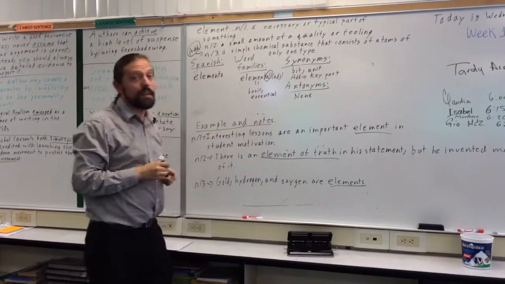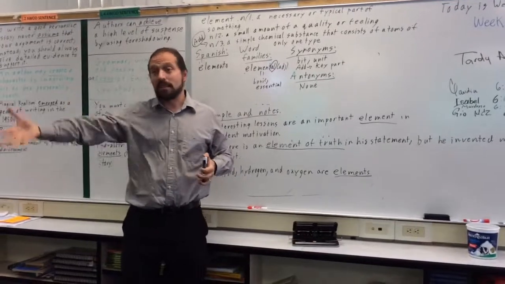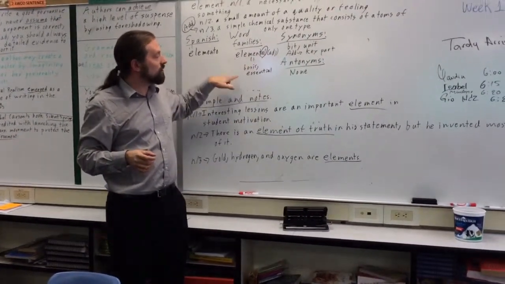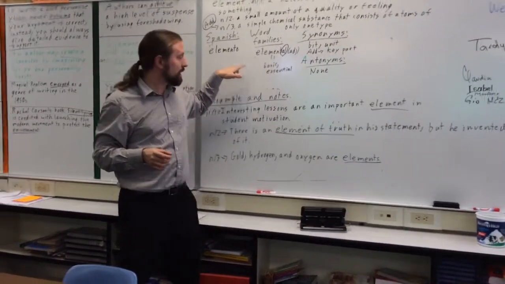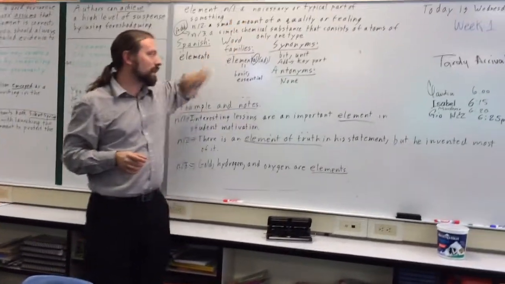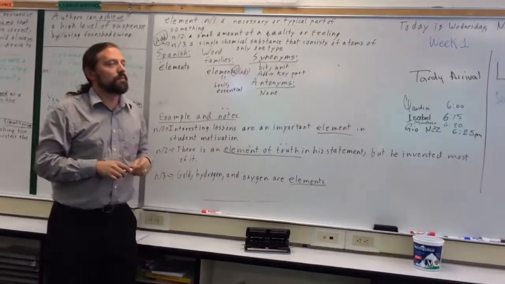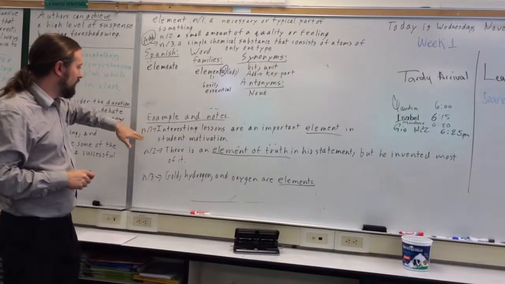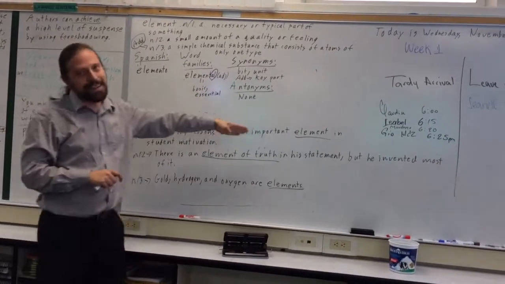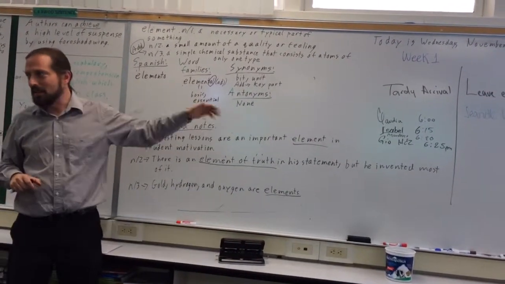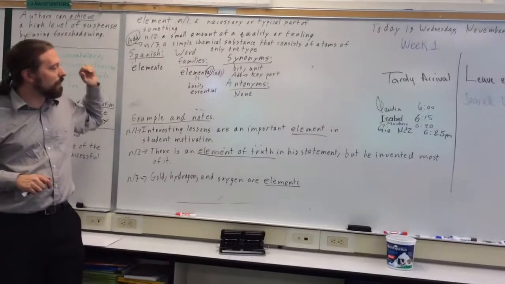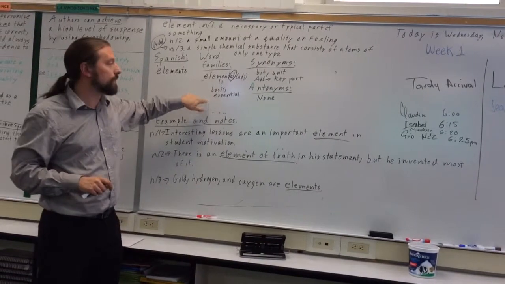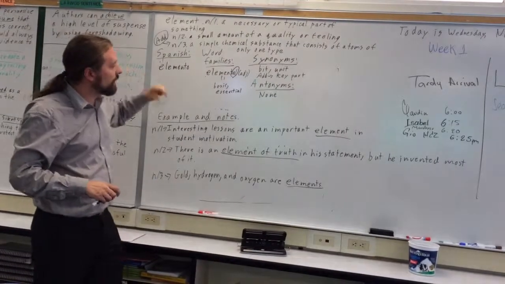A-L is an adjective. If you put A-L on something, it makes it an adjective. It's a suffix, an ending that makes it an adjective. Elemental means basic or essential, like having to do with this meaning, necessary. We could say, interesting lessons are elemental. If they are an important element, you could say they're elemental in student motivation. Describing something, saying that it's basic or essential or necessary, that's elemental.